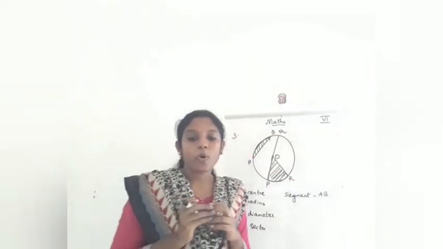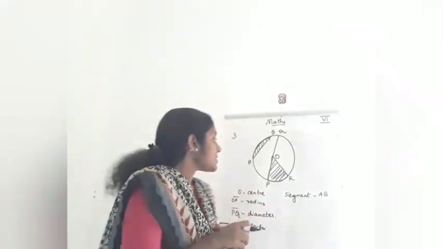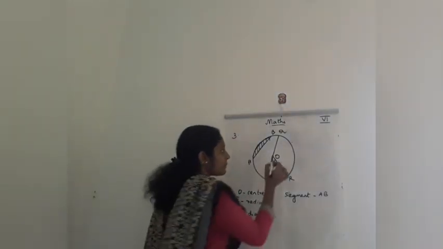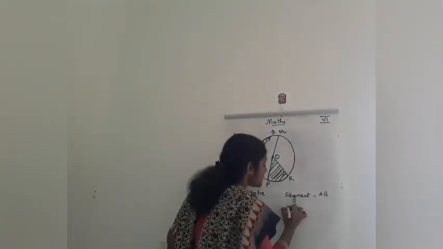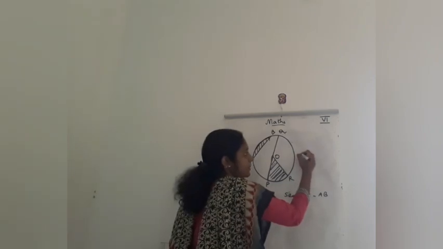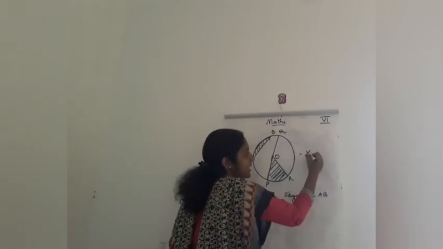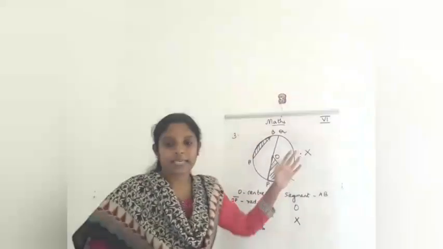Okay, now a point in its exterior and a point in its interior. So the interior point, O is already there. So you can write a point in its interior is O. For a point in its exterior, you can name it as X. So X is a point which lies in the exterior.